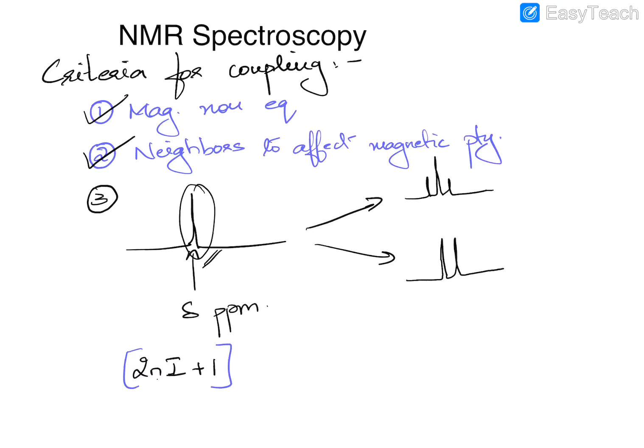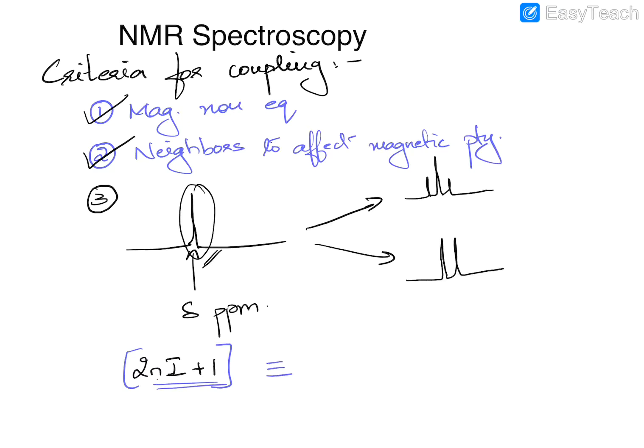So irrespective of whether the nuclei has a half integral spin of half or 3 by 2, or whether it has a complete integral spin of 1, 3, 5 and so on, for all types of nuclei you will be able to predict what will be the coupling pattern and how many peaklets will be observed for a certain peak when it is split. All that can be probed just by applying this formula of 2nI plus 1.